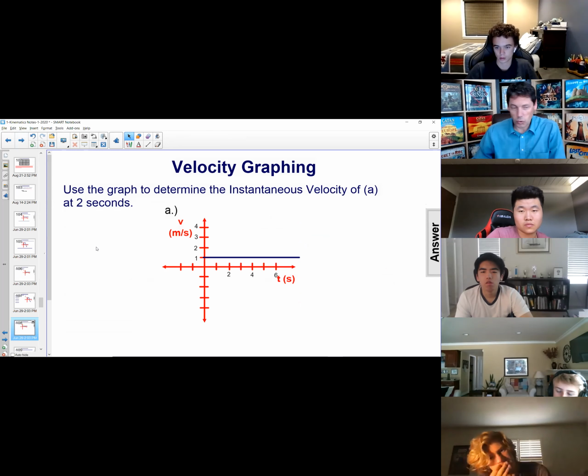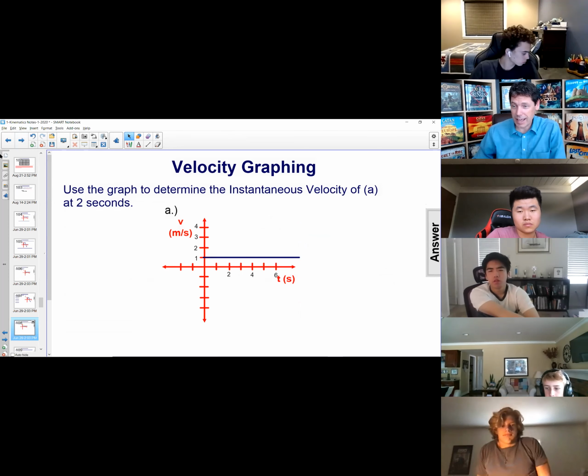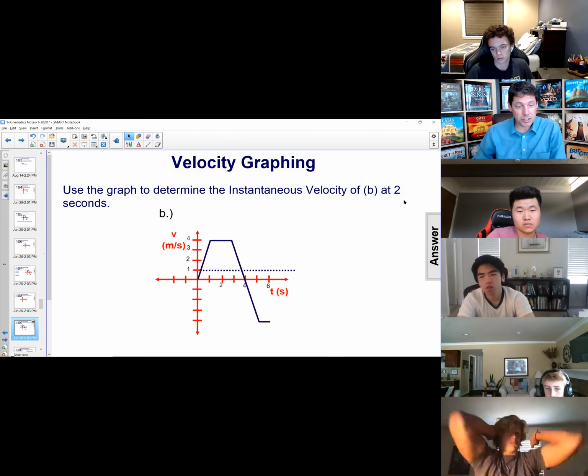1 meter per second. It never changes, right? So at 2 seconds, it's 1 meter per second. It's 1 meter per second the whole time. Pretty easy for that one. Not too much harder here. What's the instantaneous velocity at 2 seconds?